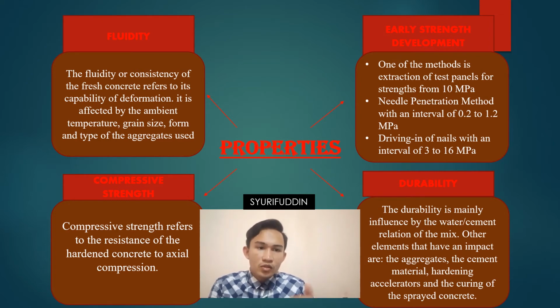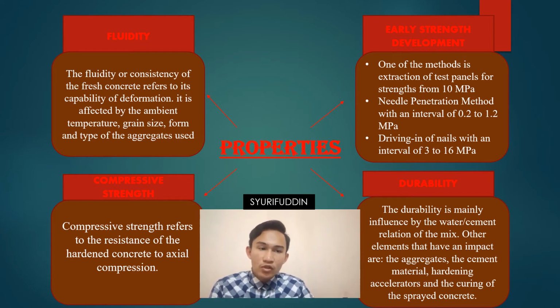Third is compressive strength. Compressive strength refers to the resistance of the hardened concrete to axial compression. The most appropriate method of measuring compressive strength is extracting a sample of the concrete directly on site or from a test production panel. And the last one is durability.